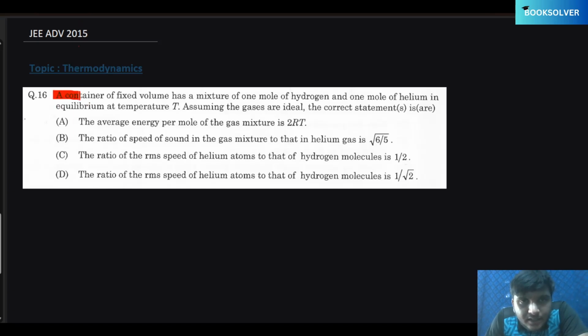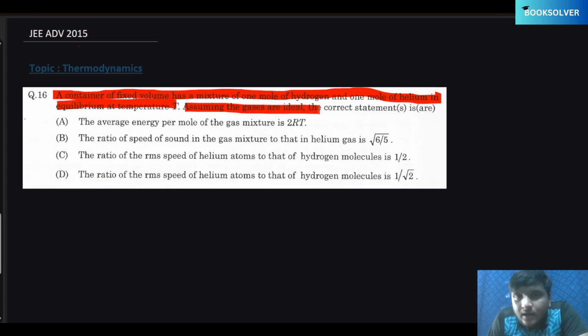We are given a container with a fixed volume which has a mixture of 1 mole of hydrogen and 1 mole of helium in equilibrium at a temperature T, assuming the gases are ideal. The correct statement(s) is/are. Basically, we have to tell which of the options are correct. So let's read option 1. It says: what is the average energy per mole of the gas mixture?